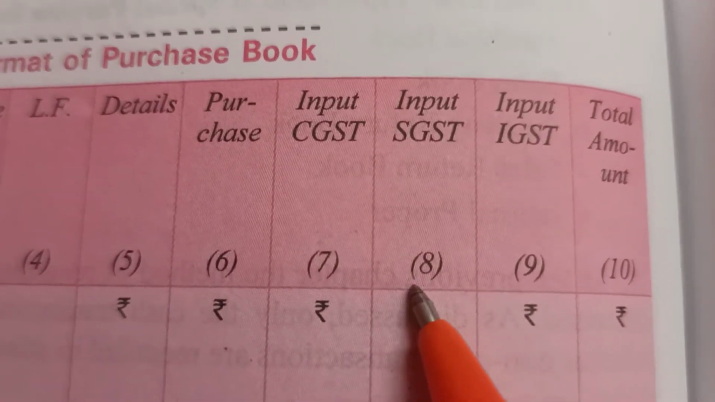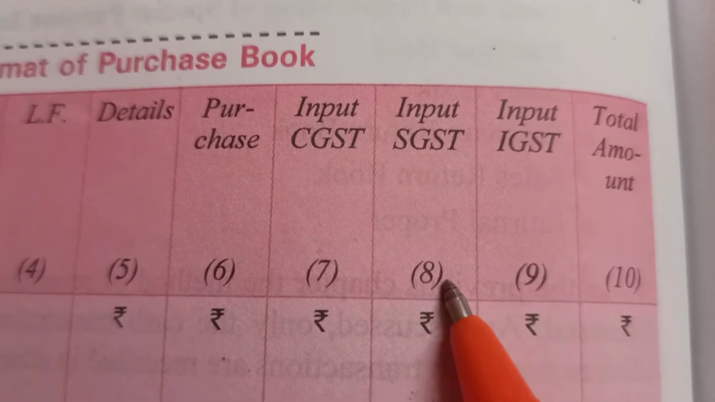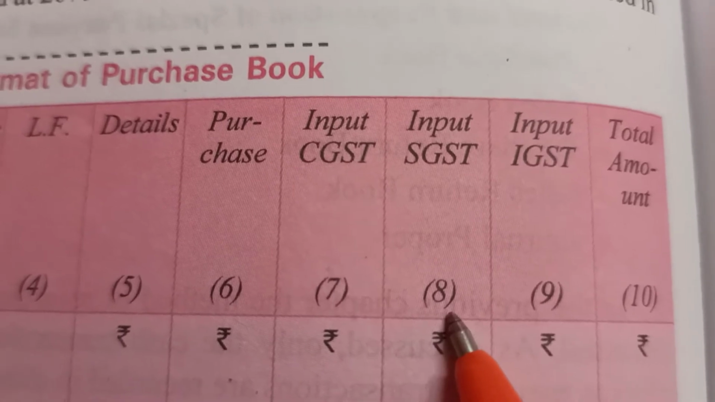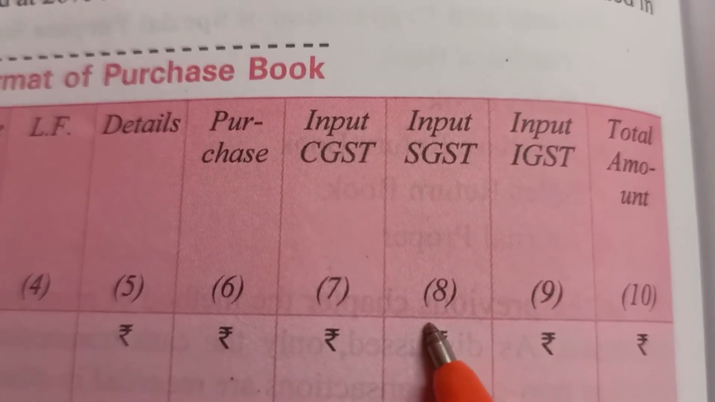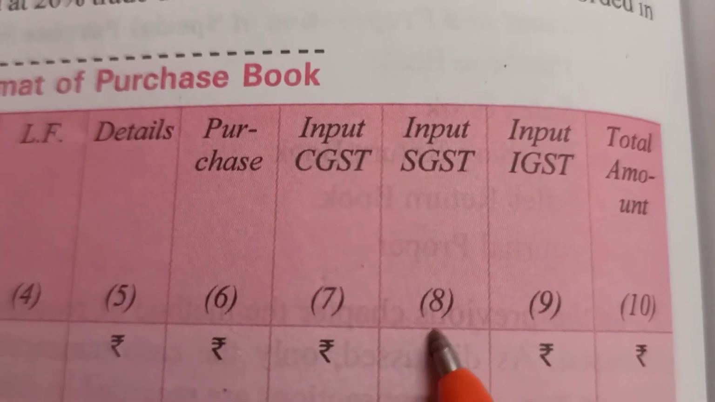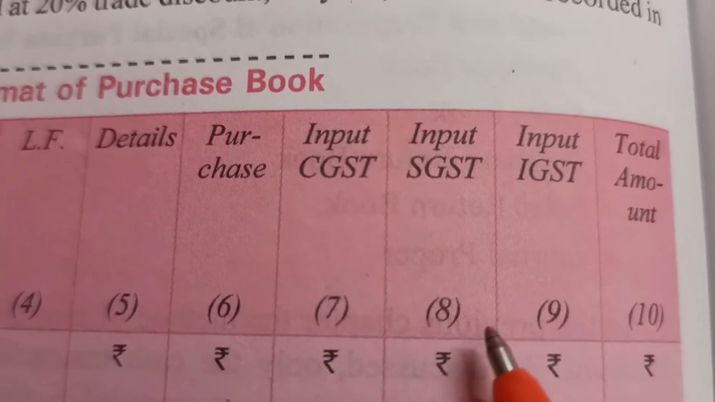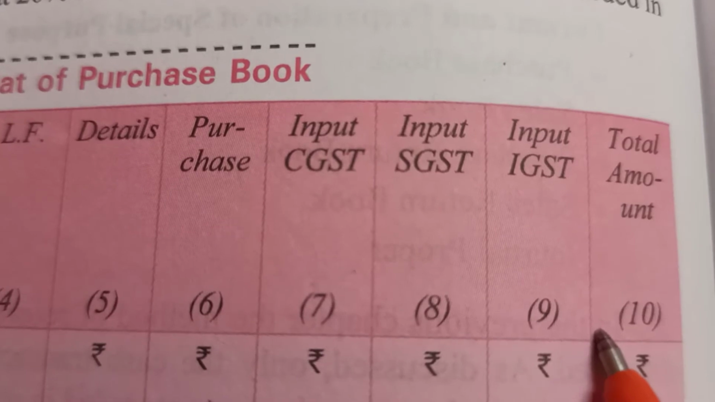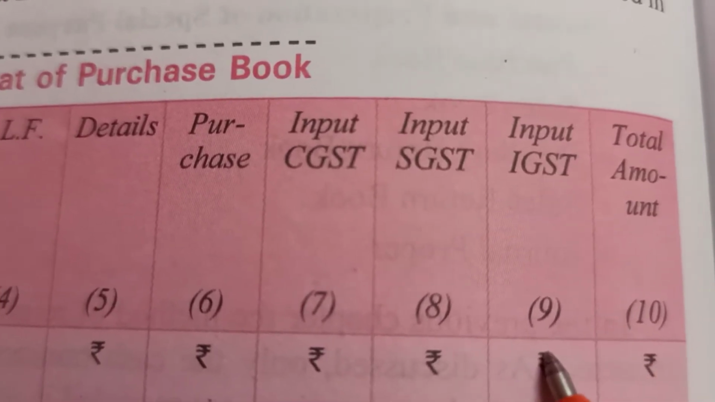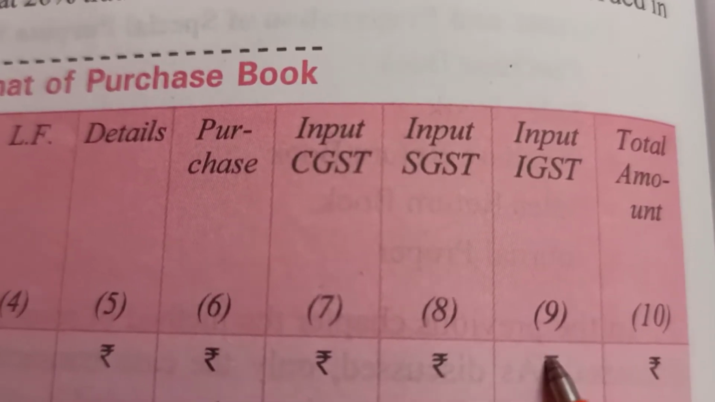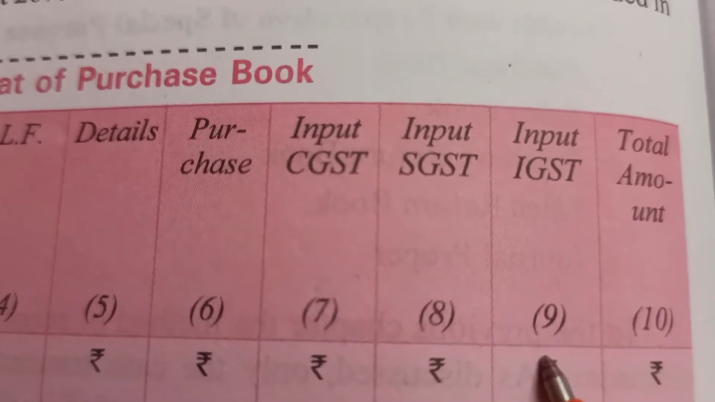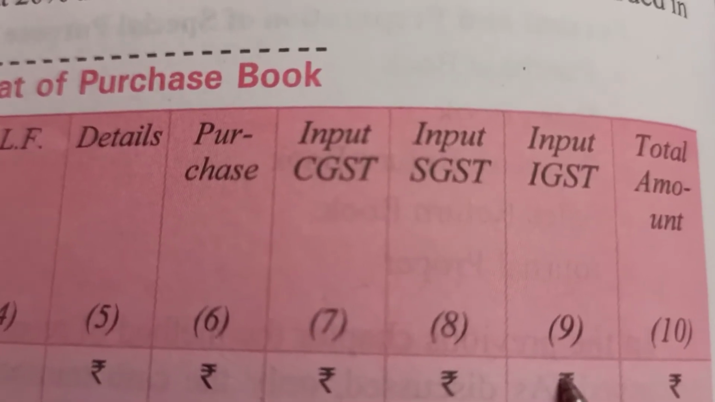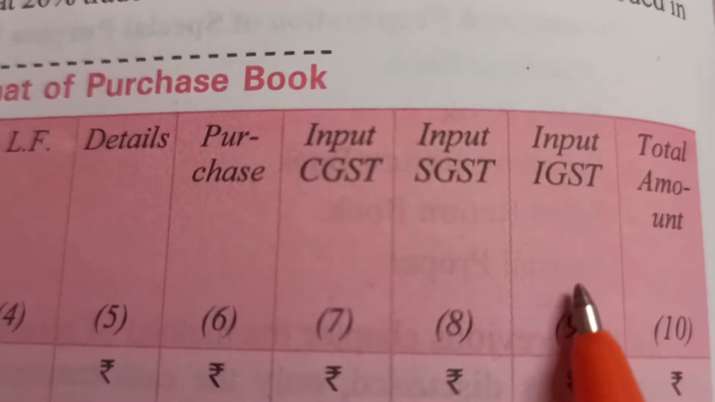Then we have input SGST. This is also the tax that is paid on purchases of goods in the same state. This also is calculated on the net sales value. Then we have IGST. IGST means interstate purchase of goods. In case the goods have been purchased from outside the state, it will come here in this column. And the net amount will be entered in this column.